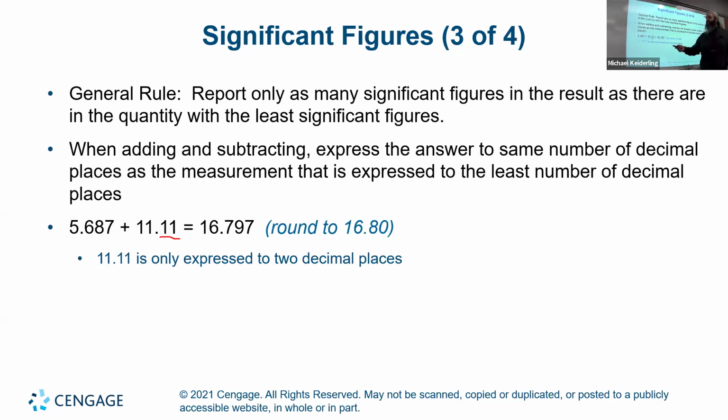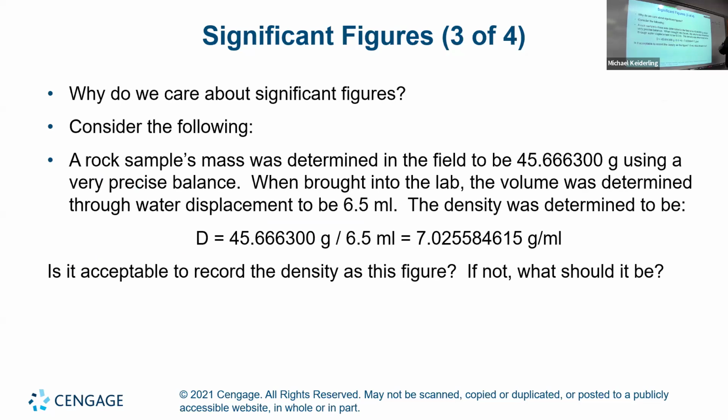So here, 5.687 plus 11.11. The limiting number is 11.11 with only two decimal places. So you would round 16.797 up to 16.80. If you use significant figures, both of these have 4 significant figures. So the limiting term would still be 11.11 with 4 significant figures, and it would still round to 16.80. So you get the same answer. Usually they come out the same, which is why I'm not very picky in this class, because it's sort of a subtlety and it's not super important.